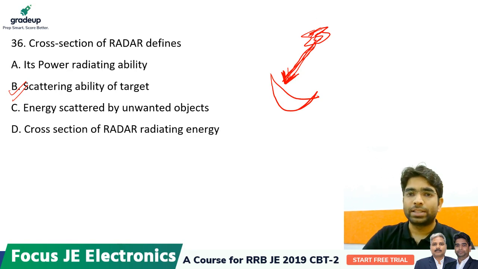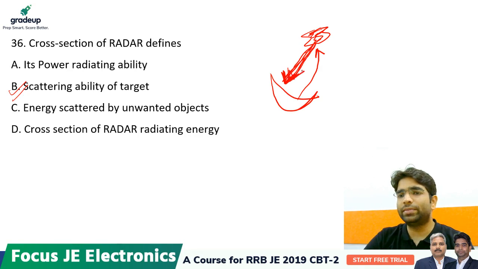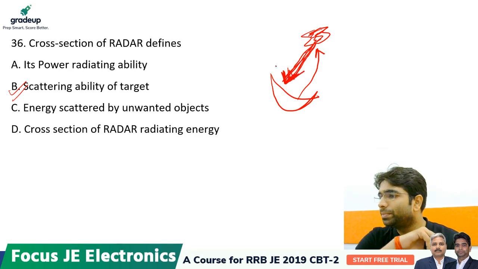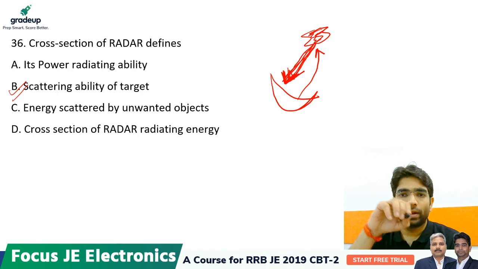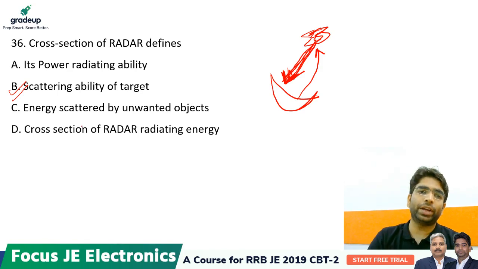Suppose this radar transmitted the wave to the target in this direction. The scattering ability will be to collect these scattered waves which are scattered in the direction of the radar. So it will be option B.